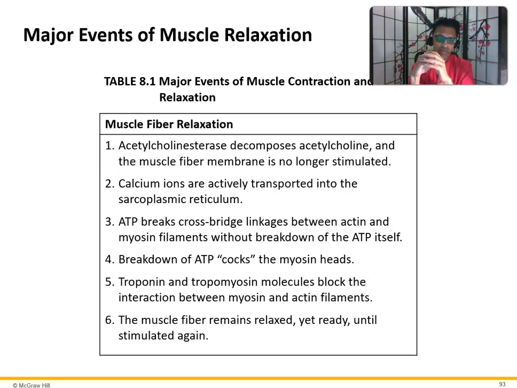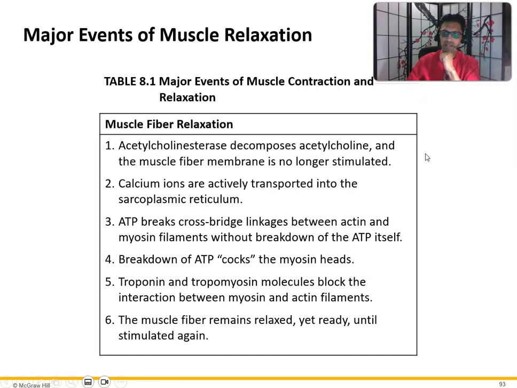ATP breaks cross bridges, the linkages between actin and myosin, and the breakdown of ATP itself cocks the myosin heads. Troponin and tropomyosin block the interaction between the myosin and actin, and the muscle fibers remain relaxed, yet ready. If we have acetylcholine again, the cycle happens again and again and again. So in a nutshell, that is the sliding filament theory of muscle contraction. Hope that helps.